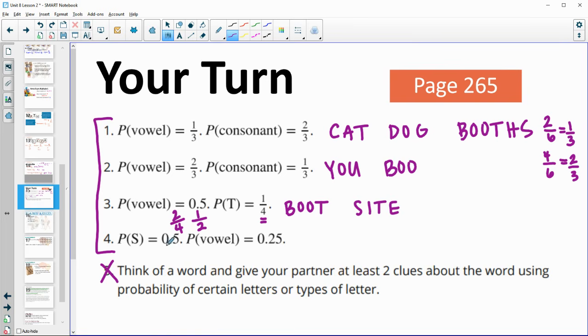Number 4, you need the S to be there half the time and the vowel to be there 25% of the time. So we need this 1/2 and this 1/4 for vowels. So if we had 4 letters, we need 2 of them to be S's and 1 to be a vowel. So we could do pass. Maybe you're a fisher and you like bass. Or toss. Okay, but 1/4 of the letters vowels and 2/4 of the letters are S's.